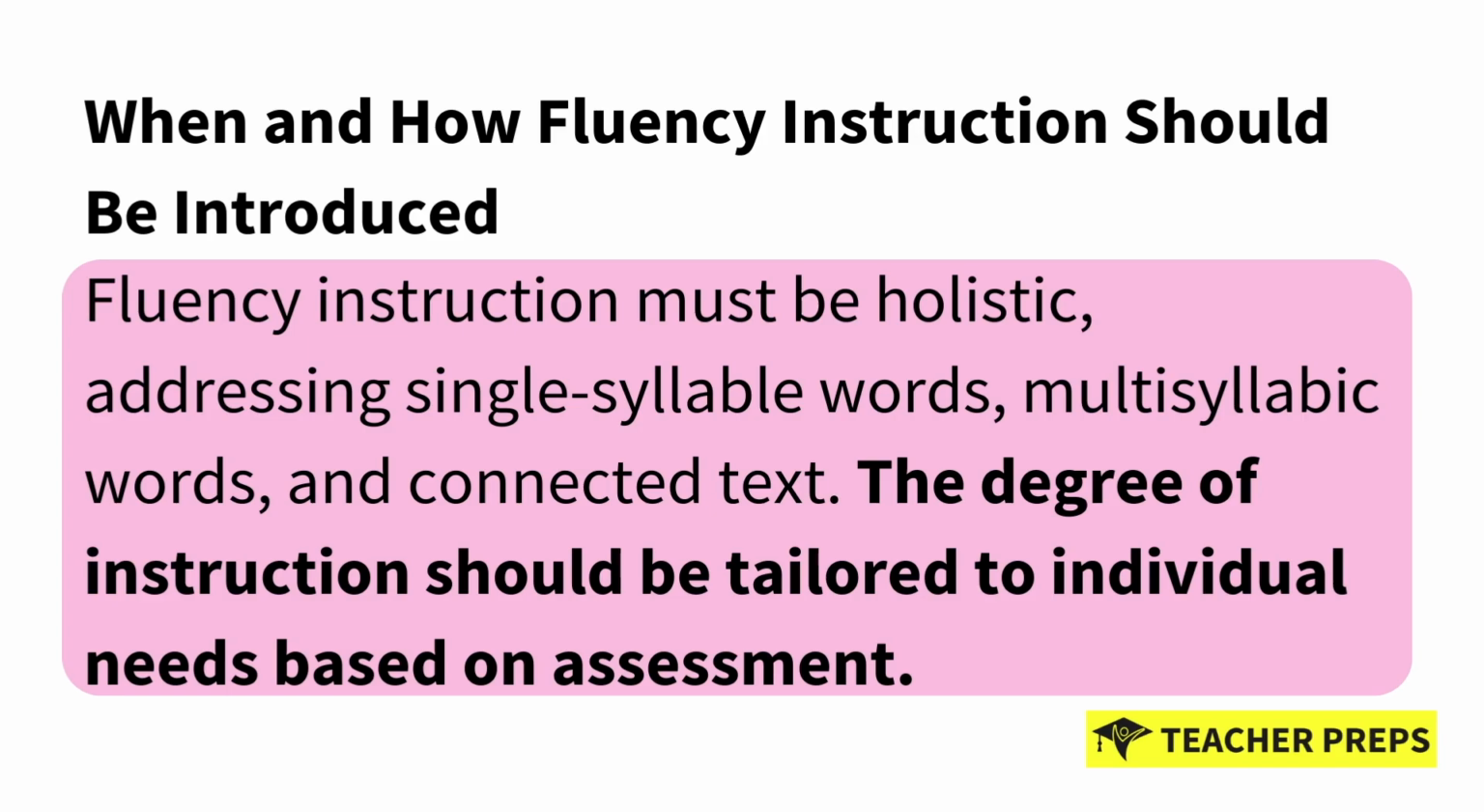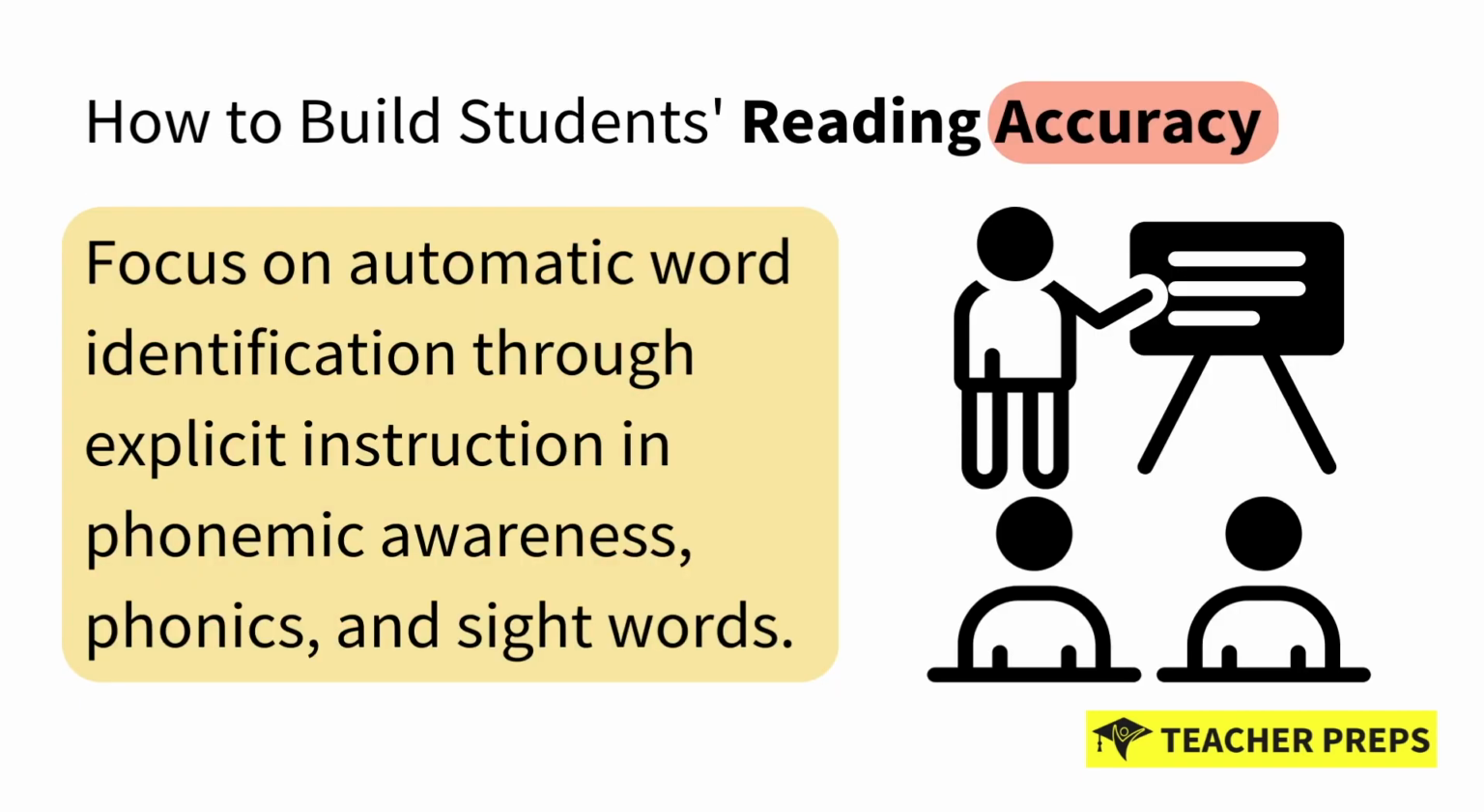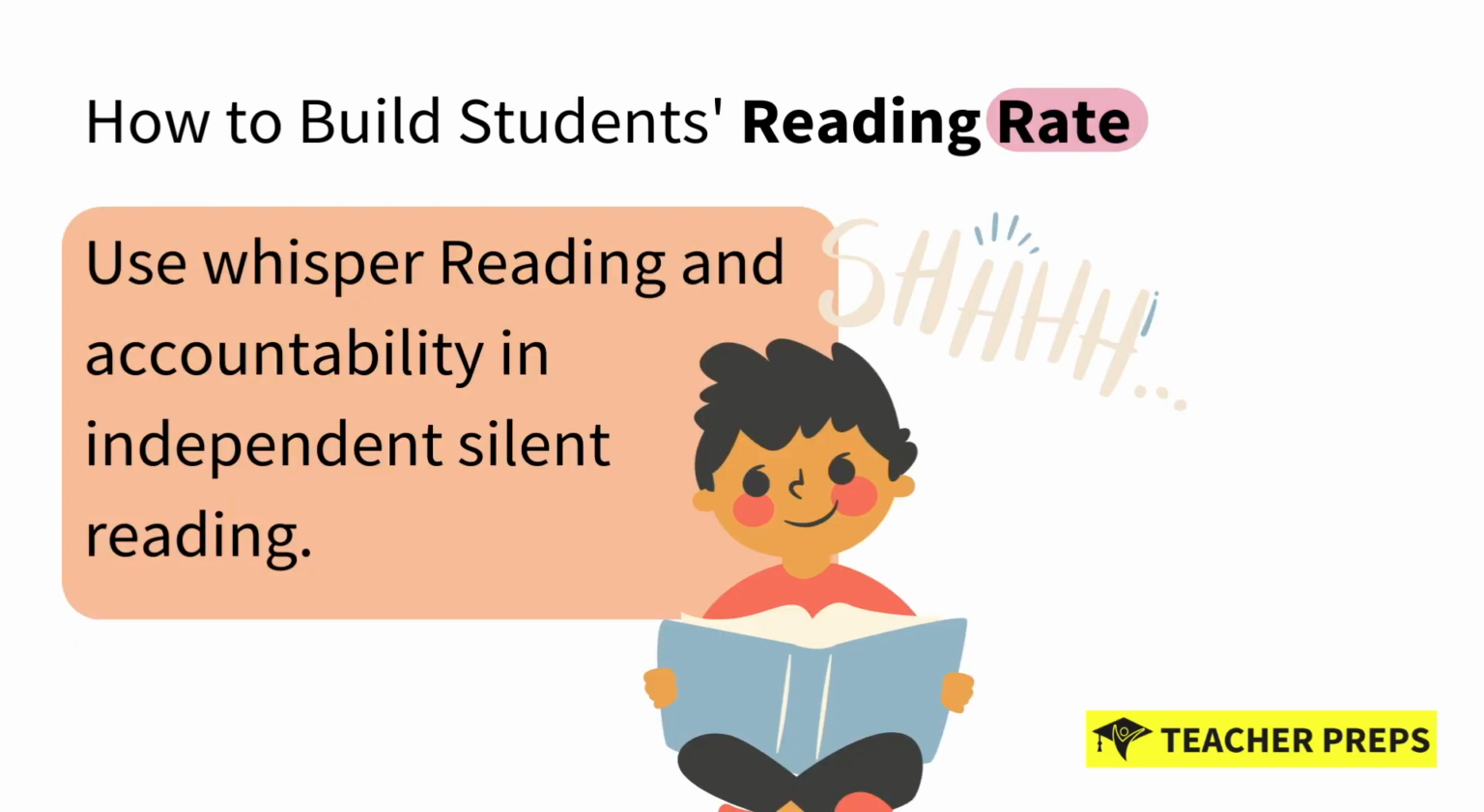Now, in order to meet the needs of all of our learners in the classroom, we want and need a plan. We need a strategy. Here we go. How to build students' reading accuracy. To do this, make sure to focus on automatic word identification through explicit instruction in phonemic awareness, phonics, and sight words. In order to help build and strengthen our students' reading rate, strategies you will need to be aware of for your exam include whisper reading and accountability in independent silent reading.